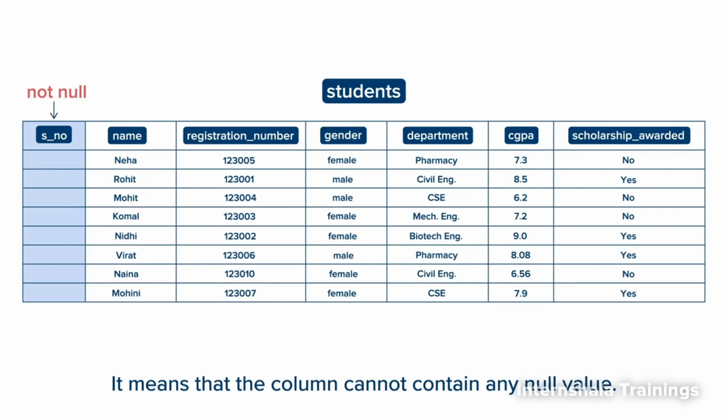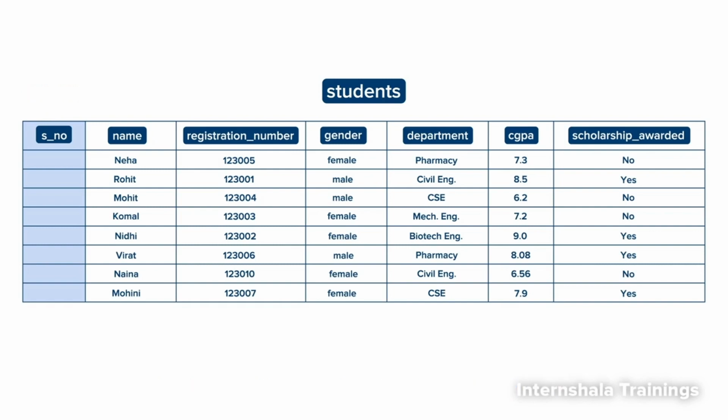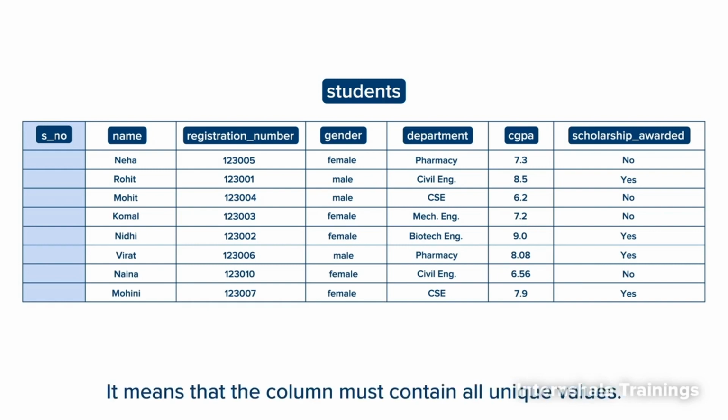If you remember, null means nothing and defining not null means that this column will hold some value but null. The not null constraint does not help us to add the data. Rather, it enforces a rule that is this attribute cannot have a null value. Next, we have unique value. When we specify this constraint for an attribute, it means that the column must contain all unique values.